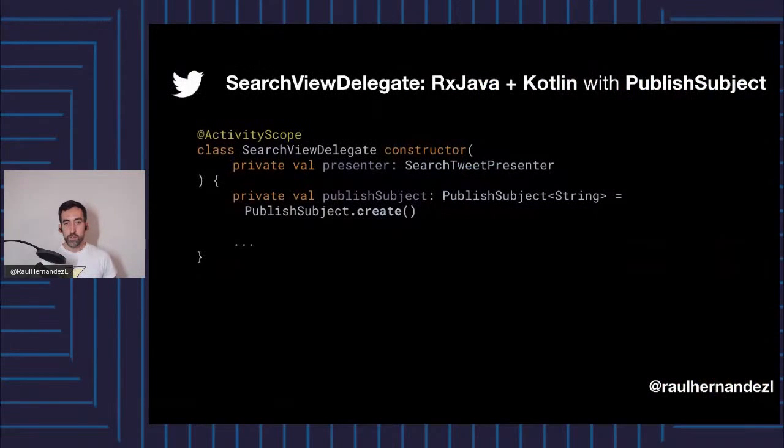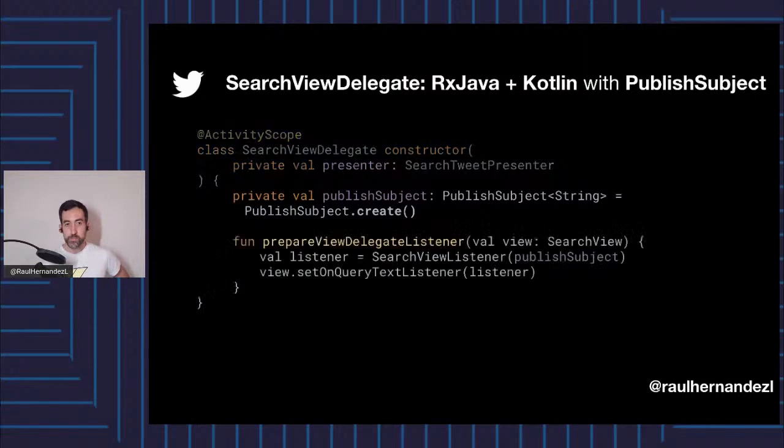So first of all, this is going to be in an activity scope. We'll introduce as a dependency a presenter, the search tweet presenter, and I will create a publish subject. That is basically the one responsible for passing a string. That's the query. I'll prepare this with the search view. That's the native component of Android. That can be another text view, of course. That's up to you, really. And then this view listener is going to pass the publish subject as a parameter. This listener needs to be set up to the query text listener of the view.